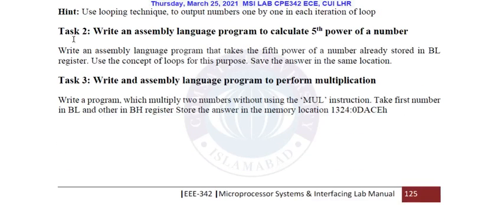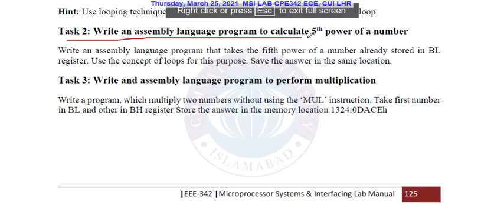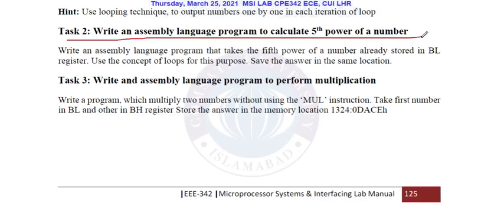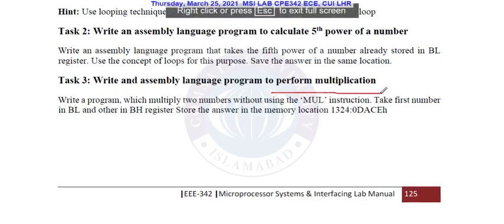Then the next task is to write an assembly language program to calculate the fifth power of a number. A number is saved in some register and you need to calculate the fifth power of that number. Again, here you can use the concept of loops, and definitely there will be usage of conditional jumps as well. Then the next task is to write an assembly language program to perform multiplication.